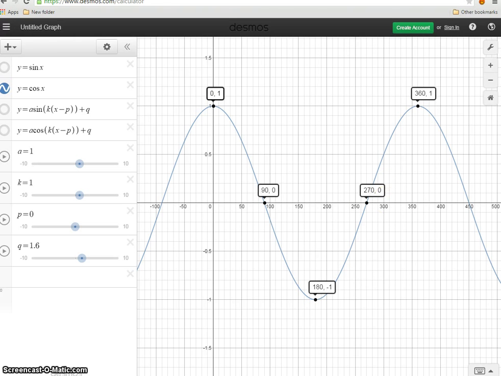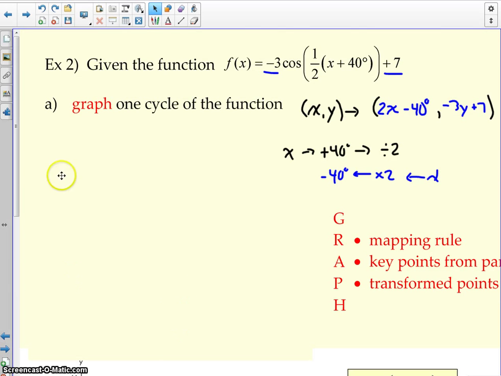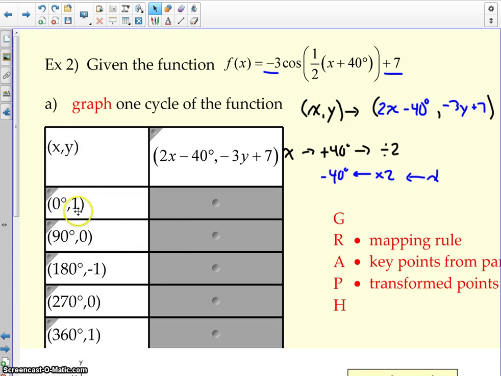So going back here with these 5 points, I'm going to create a table and figure out where those points go after a mapping. Okay, so there's my table right there. So these are my 5 key points. I'm going to take these points and put them into the mapping rule. So we'll do the first one together.